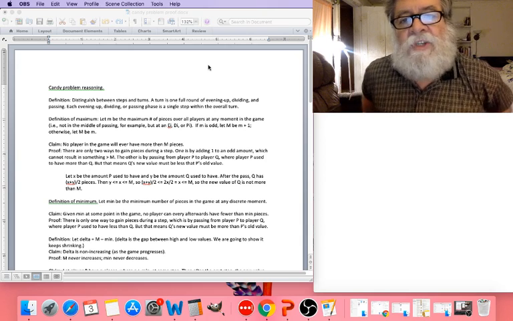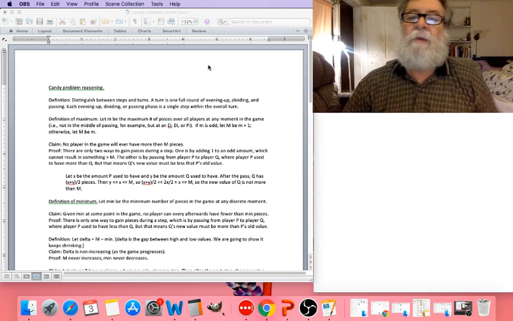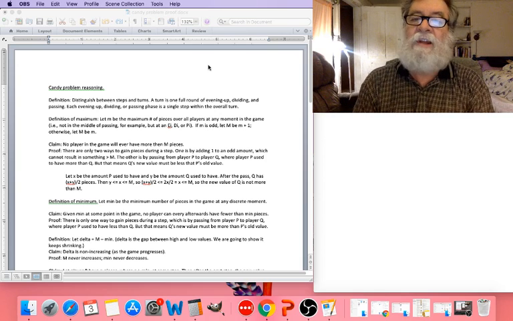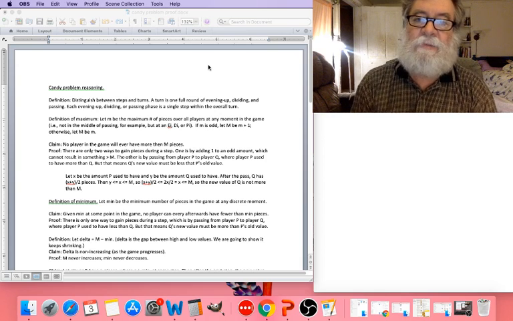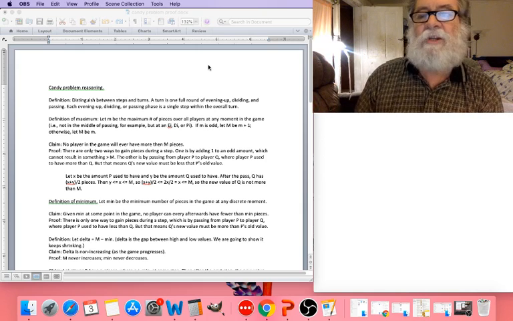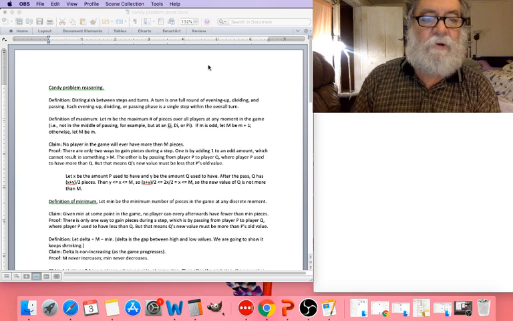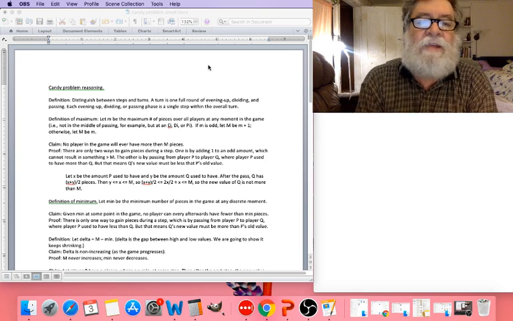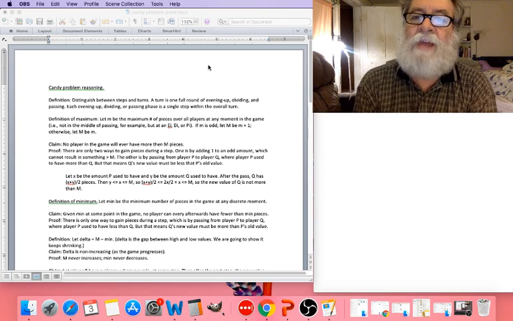And if M is odd, I'm going to define capital M to be M plus 1. That is the even number that's higher than it. And otherwise, capital M will just be the same as M. So capital M is like my maximum, except that it's one more than the maximum if there's an odd number. And then my first claim is that nobody in the game will ever get more than capital M pieces. That will never be crossed.